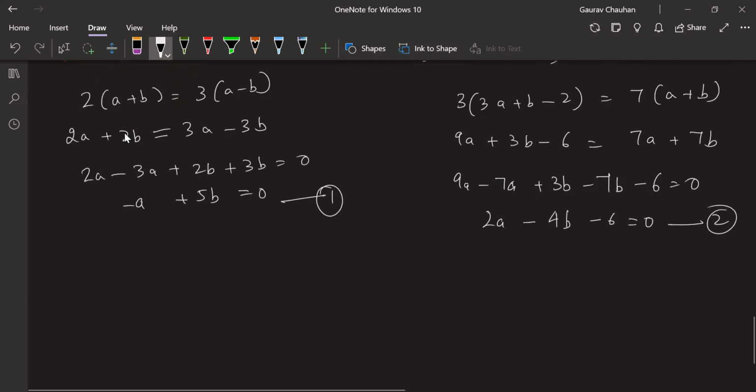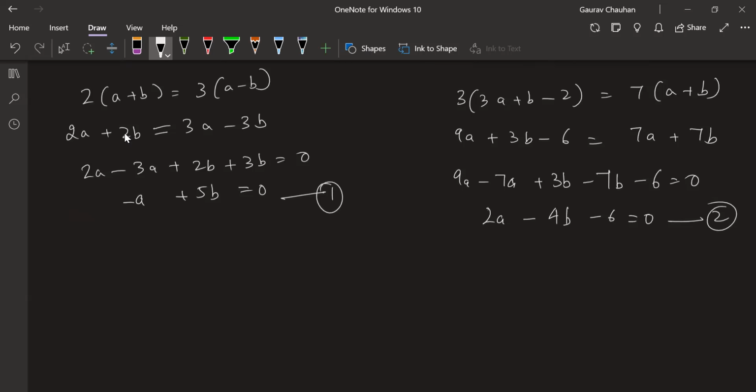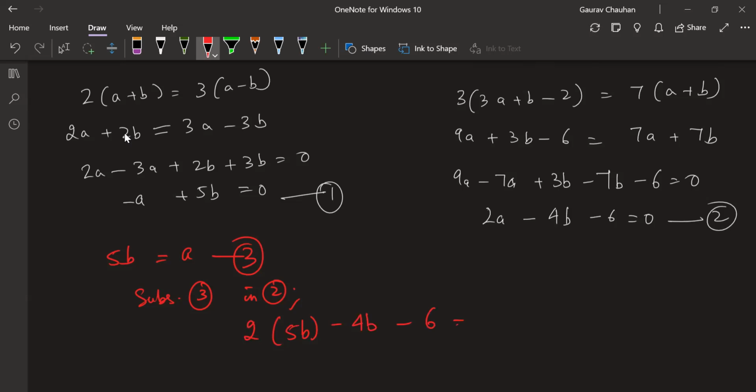Everyone okay? I feel substitution will work much quicker because here I have no constant term. So I'll take a to the right hand side. I'll get a is equal to 5b. Is that okay? Substituting this in this, I will get 2 into, so a is equal to 5b. So in place of a, I'll put 5b. 2 into 5b minus 4b minus 6 is equal to 0.